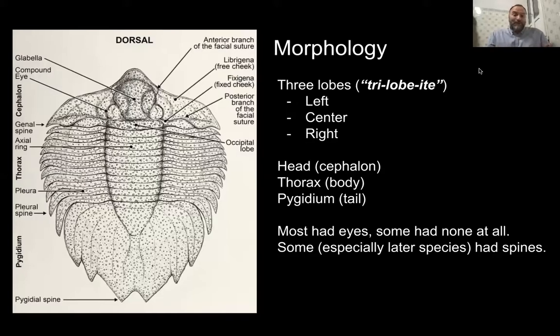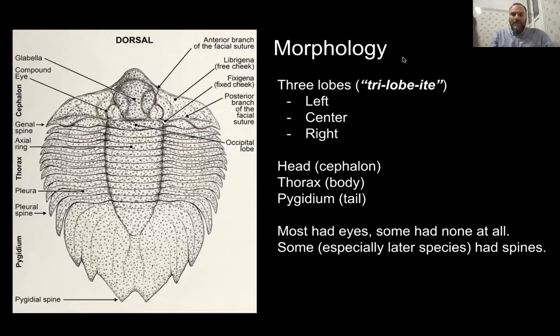So the word trilobite is because they're made of 3 lobes. And I used to think that it was because they've got the head section and then the body section and then the tail section, but apparently it means vertically 3 lobes, left, center, right. And I guess sort of secondarily also the head, the cephalon, the body, thorax, and then the pygidium. And so most of them had eyes and some had none at all.